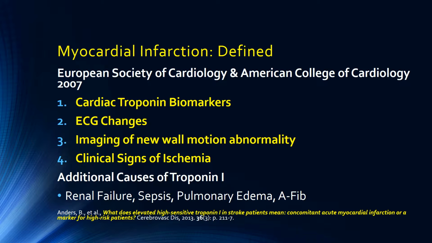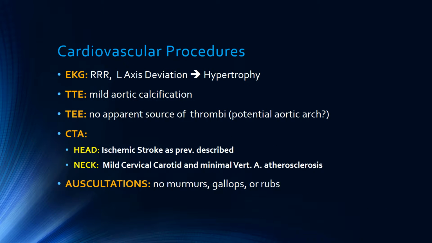So the patient had cardiac troponin biomarkers. What about the other criteria? So we look at our medical chart here. We note that the EKG was relatively clean with a left axis deviation, which they chalked up to hypertrophy of the left ventricle. Her echo of the transtracheal as well as the TEE were relatively unremarkable. The significance here of the aortic calcification was that they were looking for the emboli that may have caused the ischemic stroke in the first place.